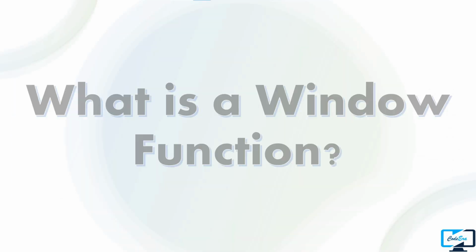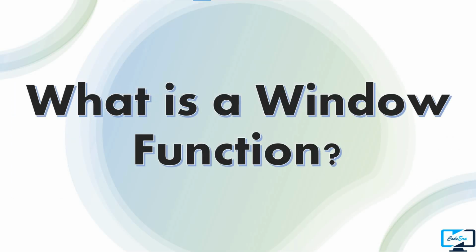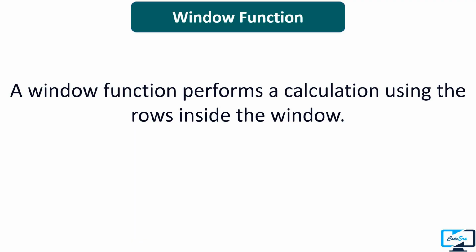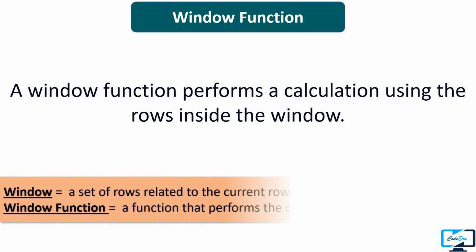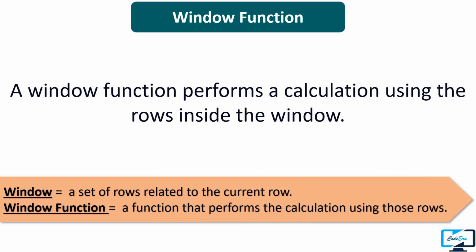Now let's understand what a window function in SQL is. So a window function is a SQL function that performs a calculation using the rows inside the window. So you can think like this: a window means a set of rows related to the current row, and a window function means a function that performs the calculation using those rows. So basically, for one row at a time, a window function performs a calculation using the set of rows present in the window and returns a result for that one row. So now I hope you understand what a window function is.